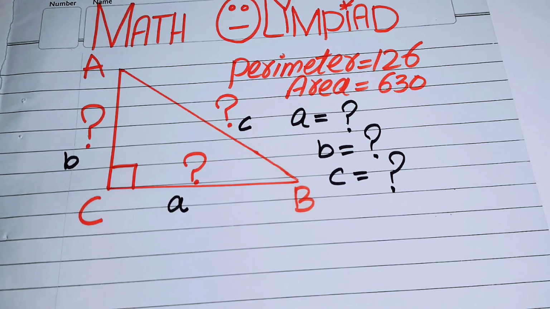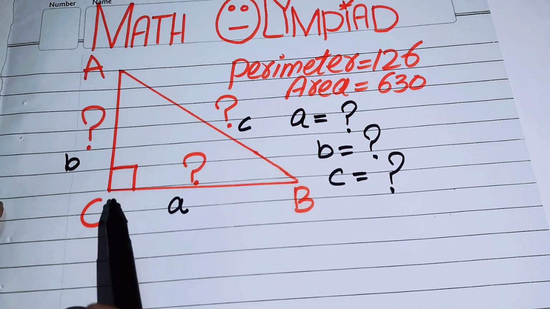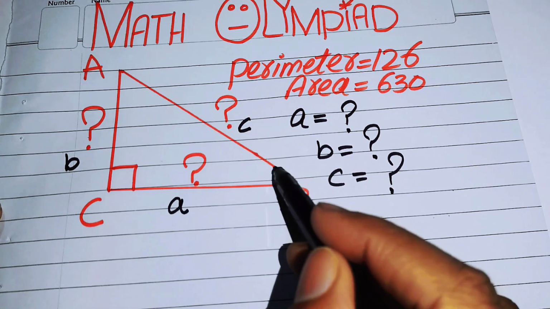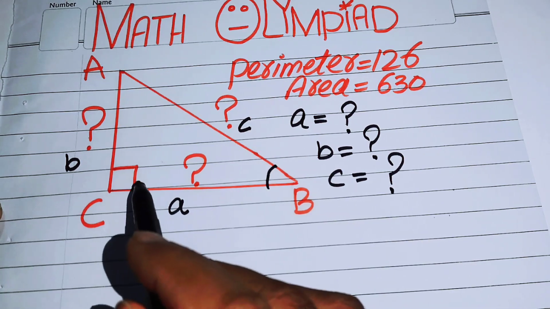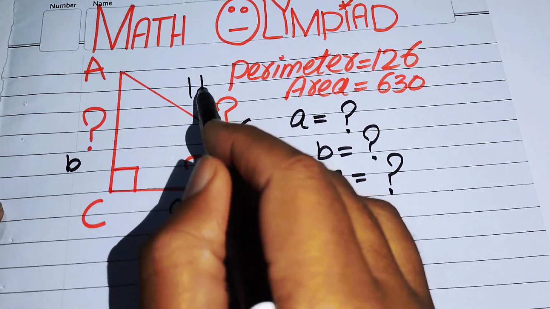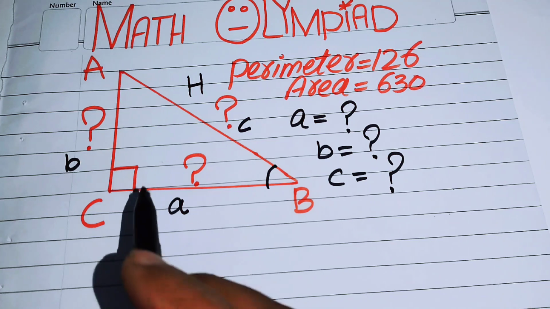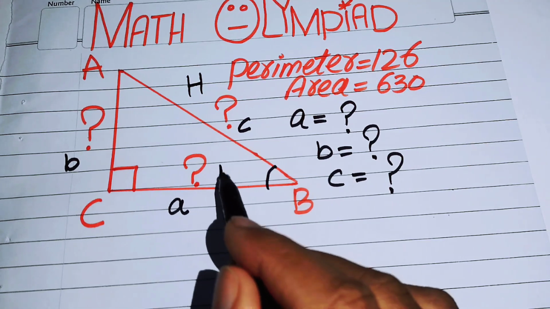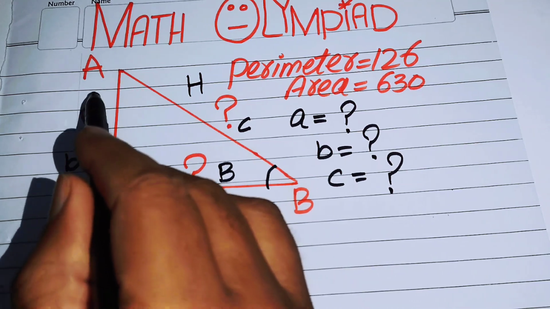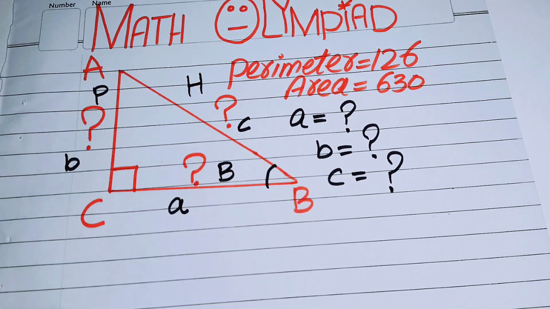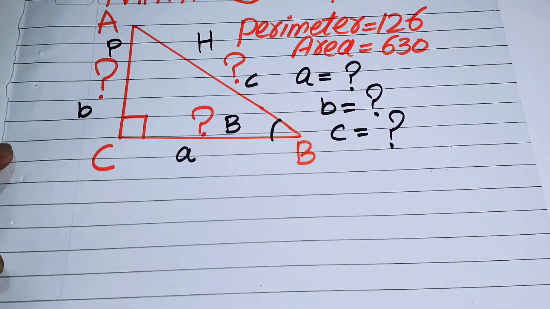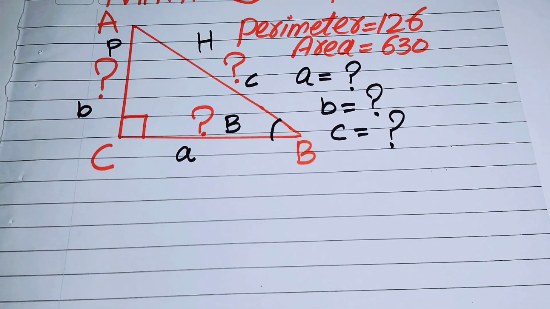Now you know that we have the right angle, and the side opposite to the right angle is known as the hypotenuse, the side which joins these two angles is known as the base, and this side is known as the perpendicular or altitude. Now first I can write the nice Pythagoras theorem.